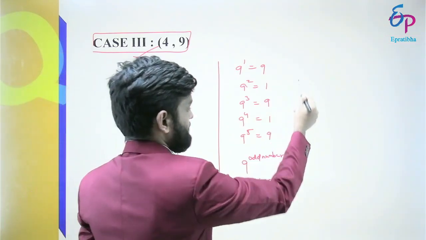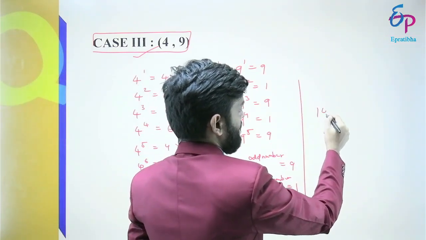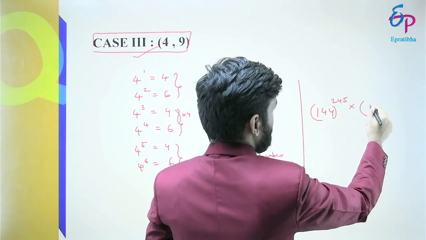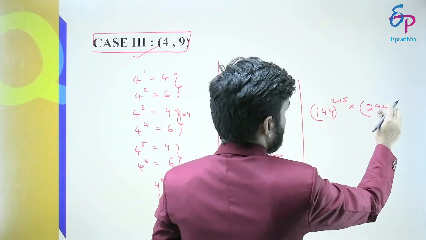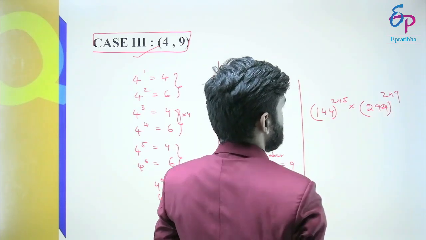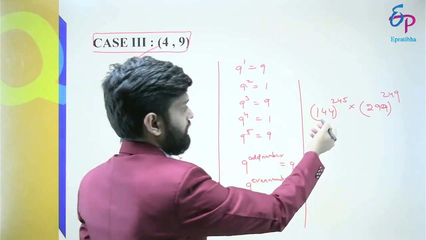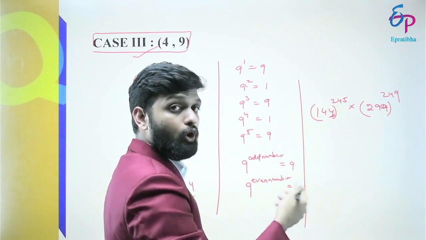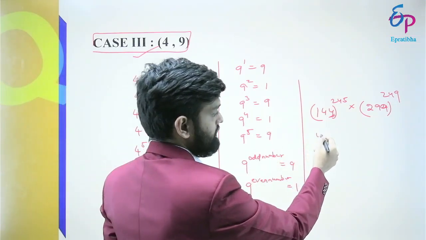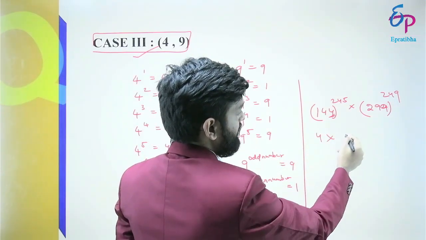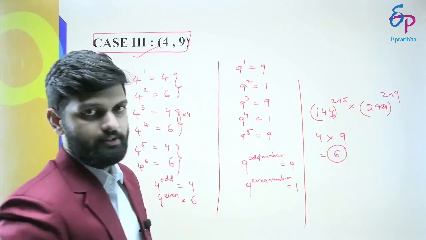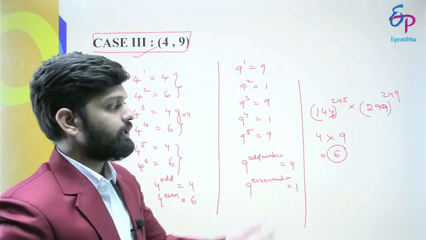Now if we take examples, if I take 144 power 245 into 299 power 249, let's say. Here 4 is the unit digit, and it will always depend only on the unit digit, right? So 4 power odd number is 4. 9 power odd number is always 9. 4 9s are 36. The unit digit is 6. The unit digit of that product is 6.